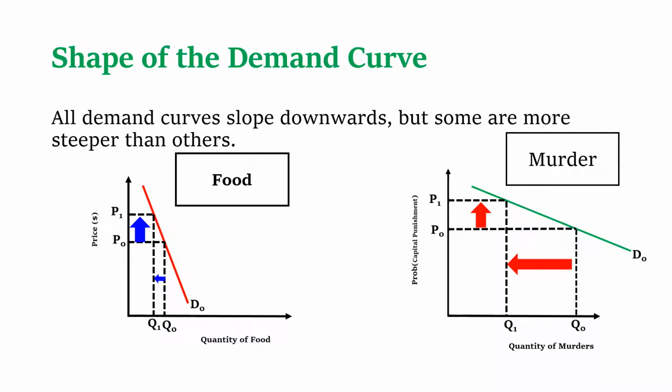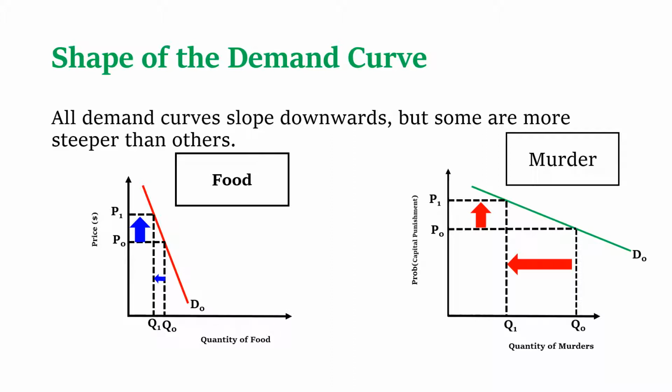Now look at the demand for murder, right? Murder is a good, for people who actually engage in it, people who like to kill people, who like to commit homicide. The demand curve for this is flatter, right?